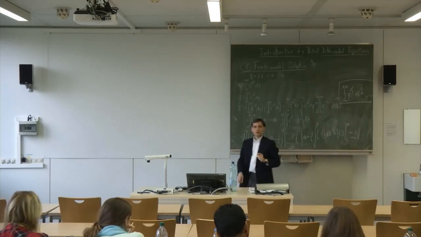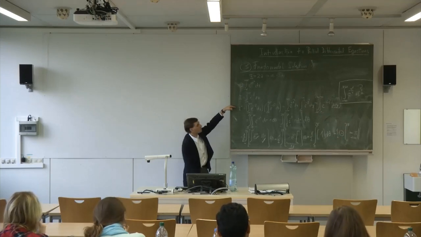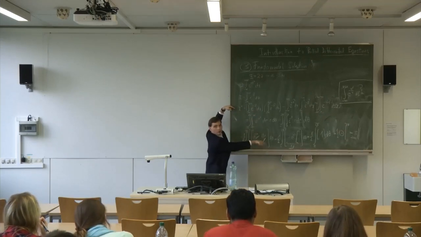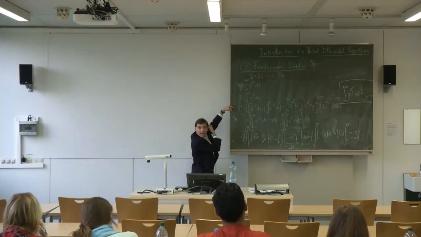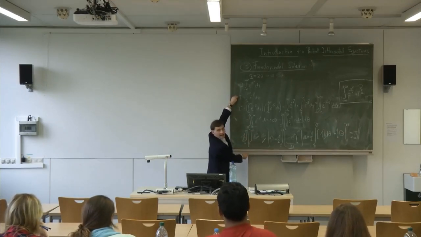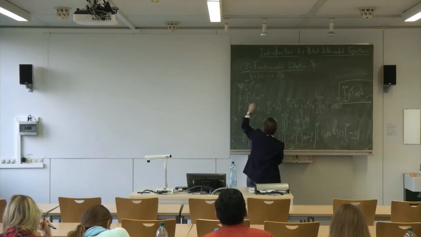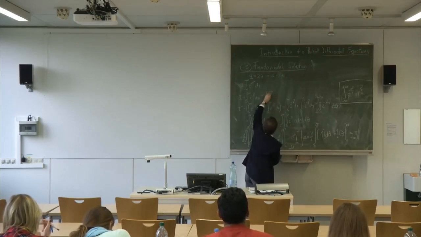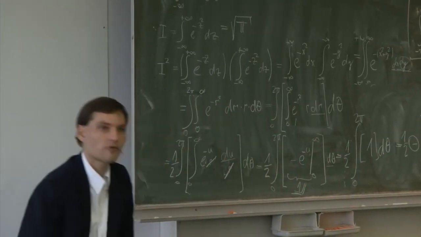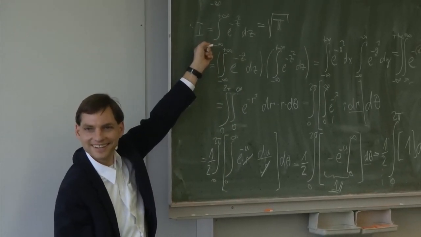But what is what we computed? This is my I squared, right? We called this I squared, and then we moved on here. So we find that I squared is pi. We are interested not in I squared, we are interested in I. But this is easy. Well, if I squared is pi, then this is square root of pi. I think that was the homework.